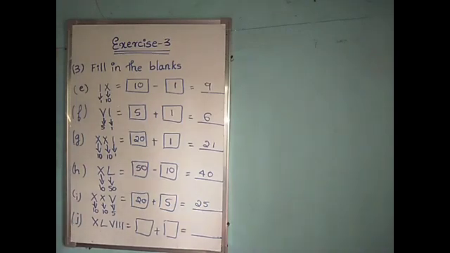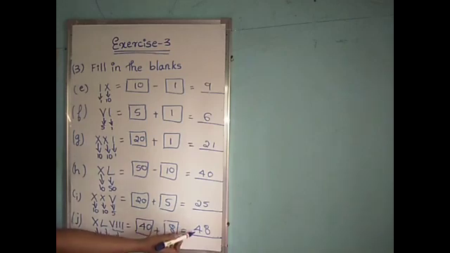Next J1. Here X is the symbol of 10, L is the symbol of 50, VIII is the symbol of 8. XL means what? XL means 40. So 40 plus 8, 48. So XLVIII is equal to 48.